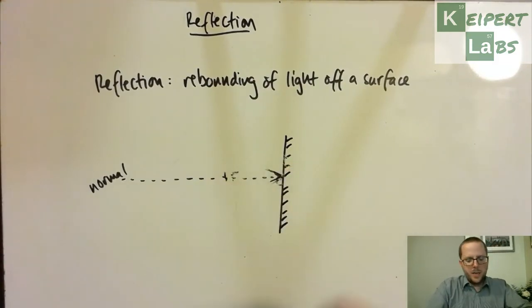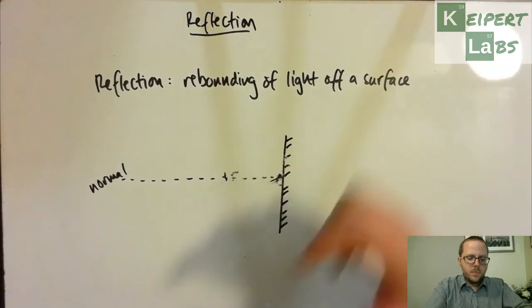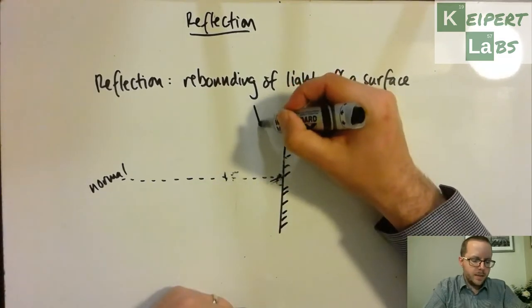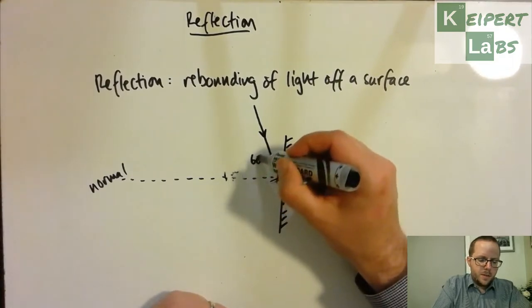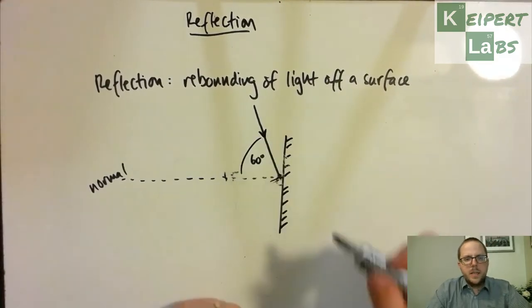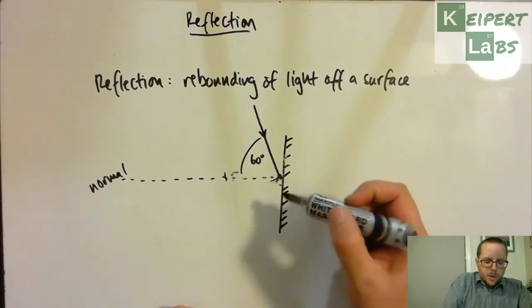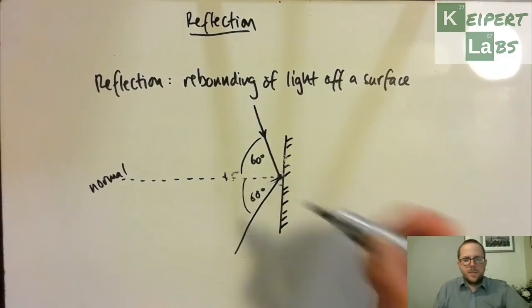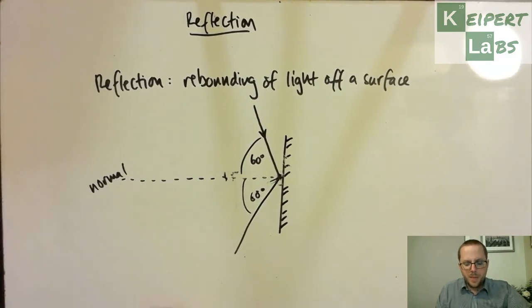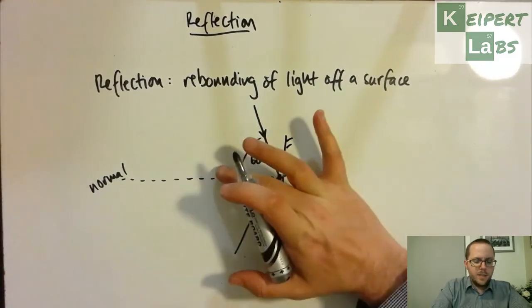Okay, so let's try a shallower angle this time. Let's try coming in like this. Let's say that this angle is now 60 degrees. And then lo and behold, the light rebounds off that surface at 60 degrees over here. So what we've demonstrated is a scientific law.